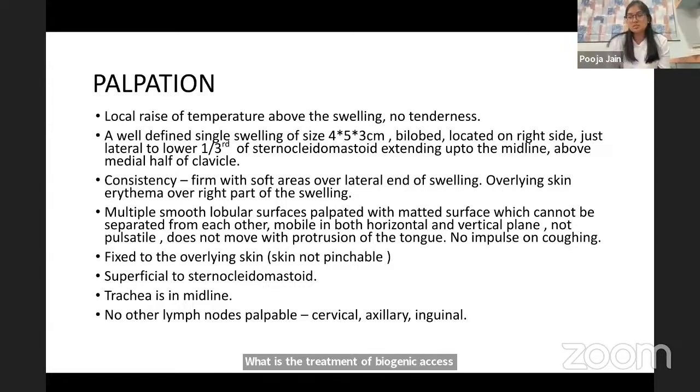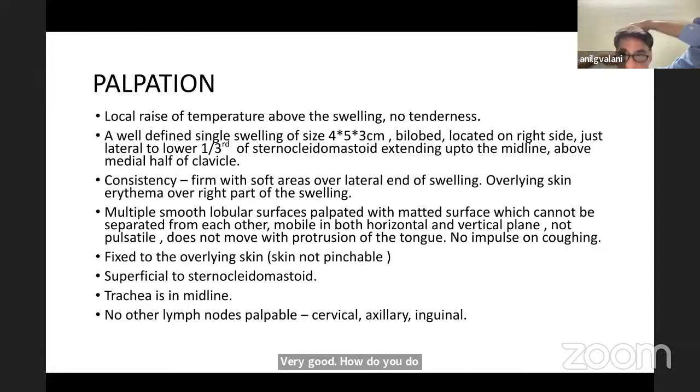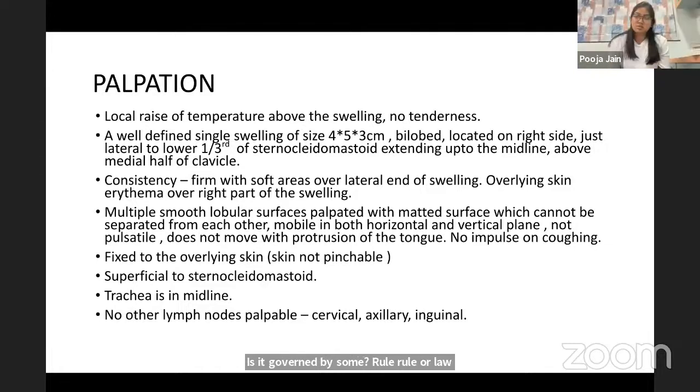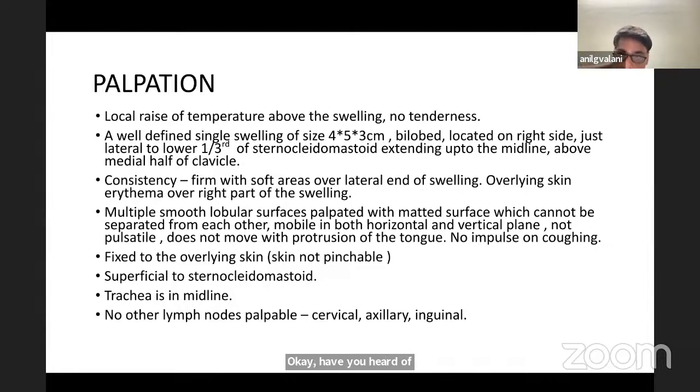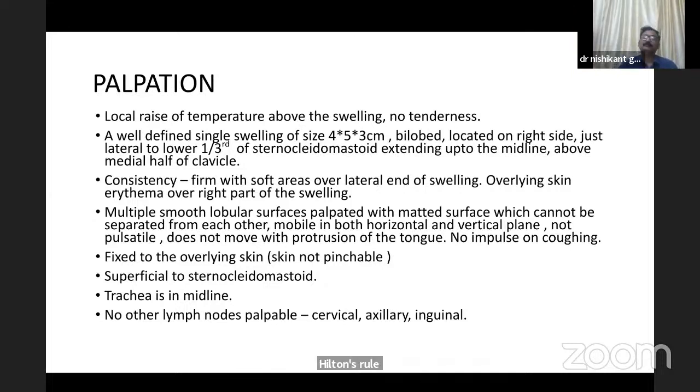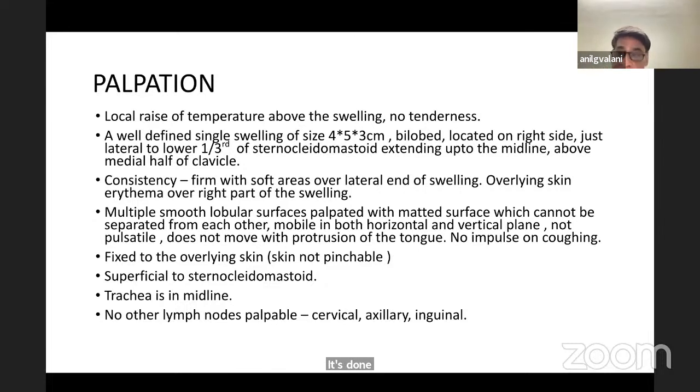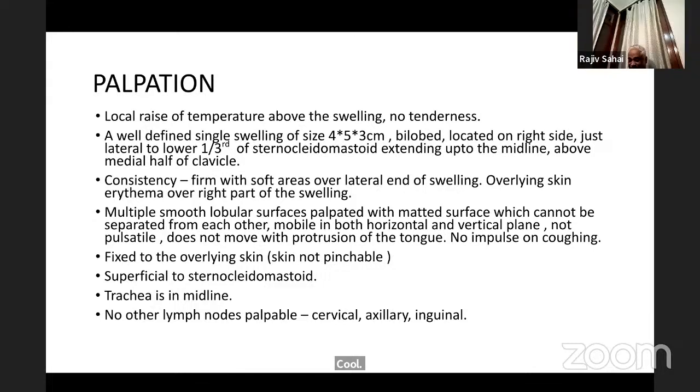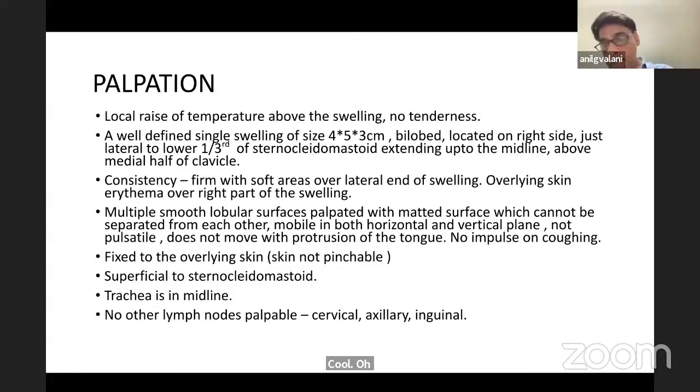Incision and drainage. Very good. How do you do incision and drainage? Is it governed by some rule or law? Sir, the maximum site. Okay. Have you heard of Hilton's rule or Hilton's method? If he answers this, you are passing MS. If not, how did you pass MBBS? What is Hilton's method? Speak.